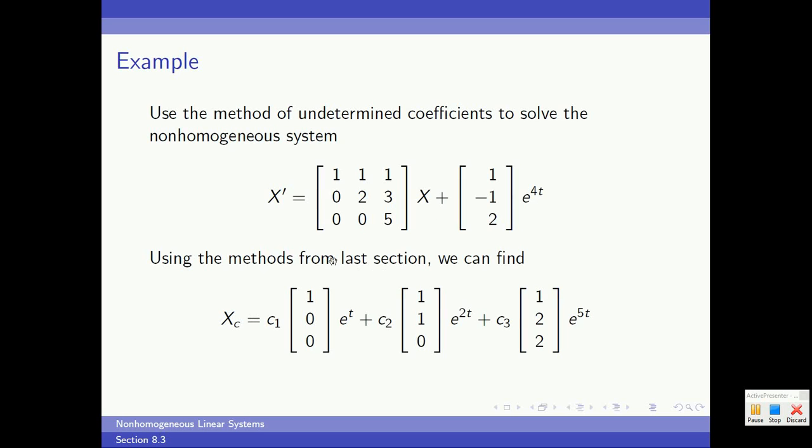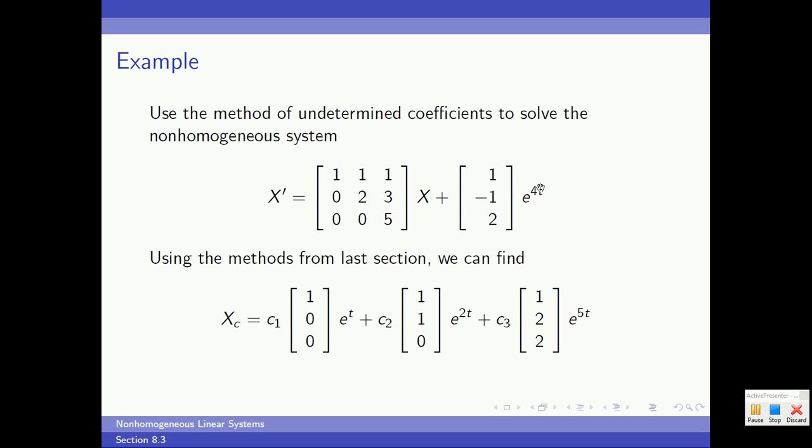So using methods from last section, I'm not going to go through finding this again, but basically you find the eigenvalues of your A. I'm going to get my eigenvalues of 1, 2, and 5. I have real distinct eigenvalues, and so I can find the eigenvectors for each one of those, and then I get this linear combination for my complementary case.